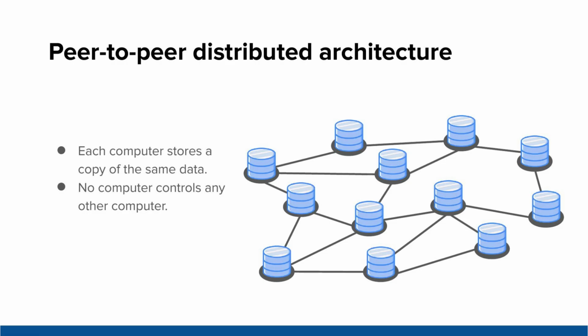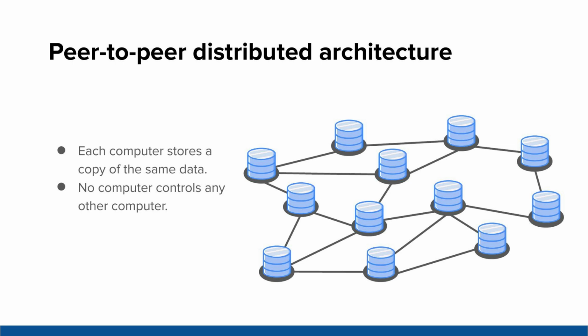Here's what that means. First, every computer in a network stores a copy of the same data. Not just one server, but every single participant has the full data. Second, no computer controls any other computer. There's no boss, no central authority. Everyone is equal. That's what peer-to-peer means.